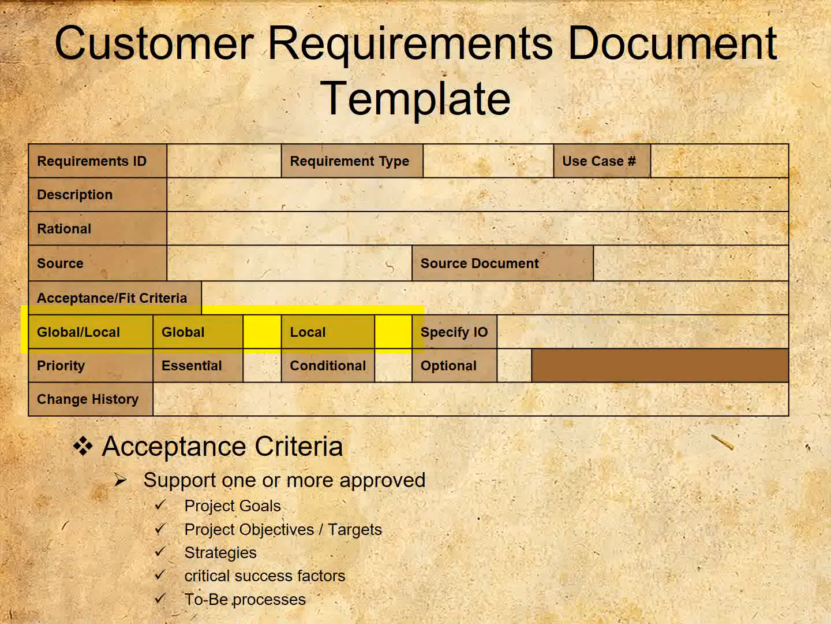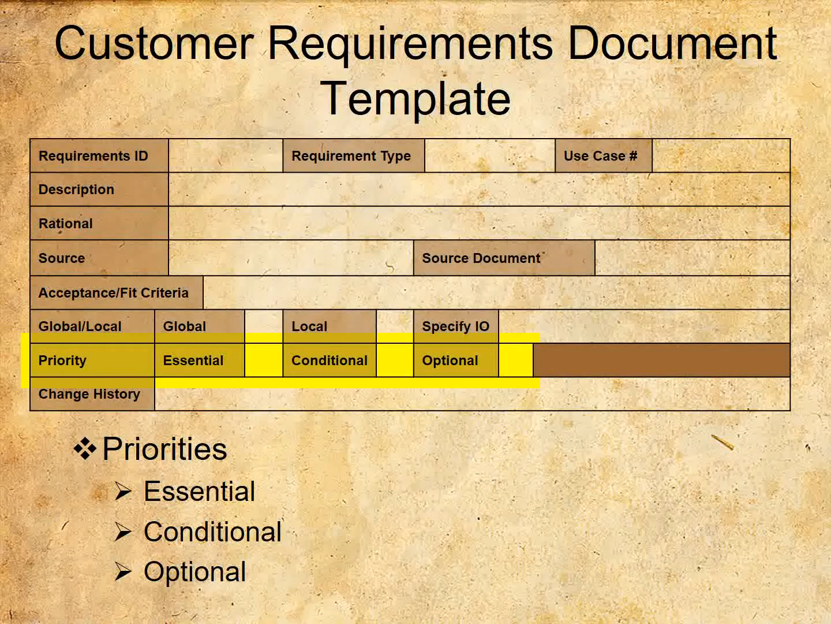Global or local. Each requirement needs to be classified as local or global. If it is local, the IO that it belongs to needs to be specified. Priorities. Essential: application not acceptable unless this requirement is provided in an agreed manner. Conditional: would enhance the application, but would not make it unacceptable if absent. Optional: might be worthwhile if resources permit.